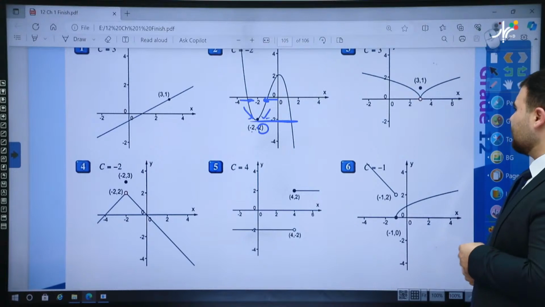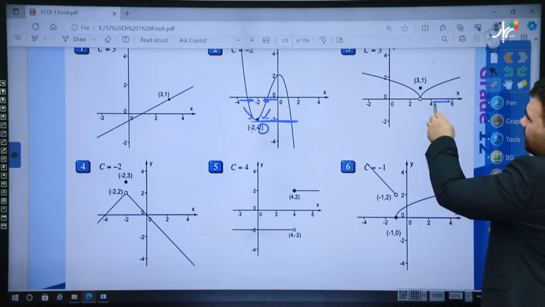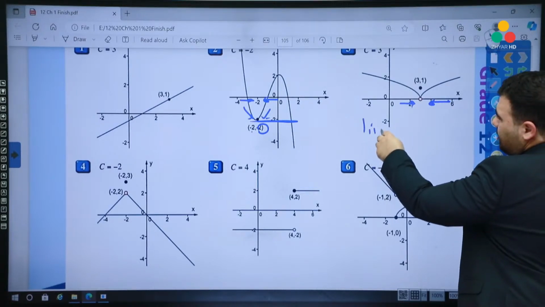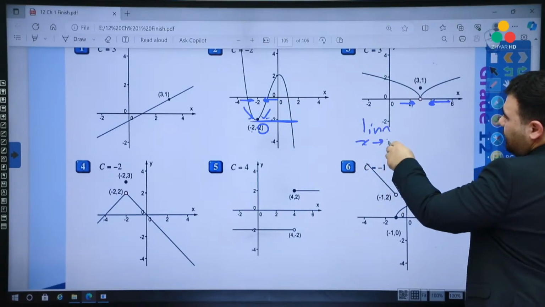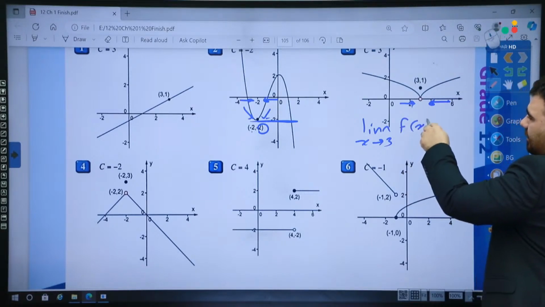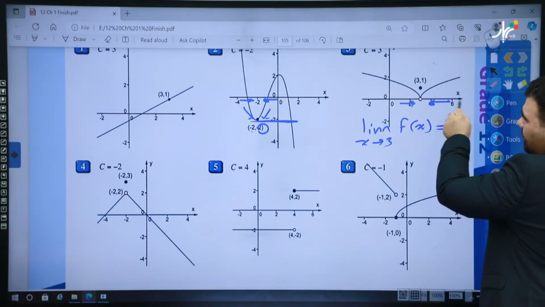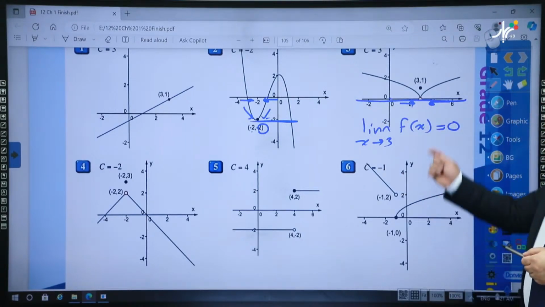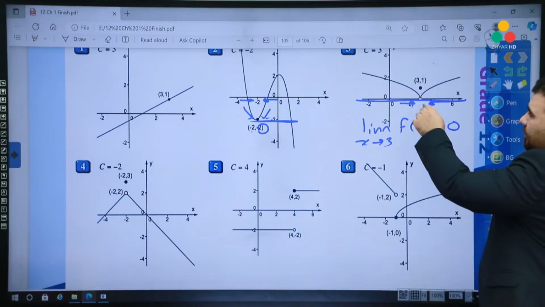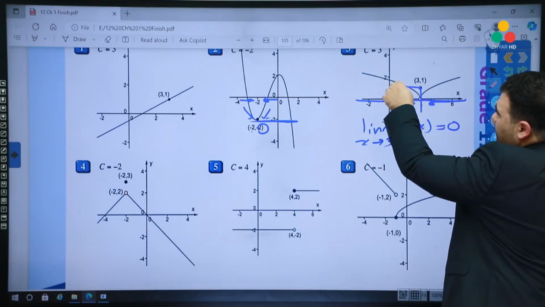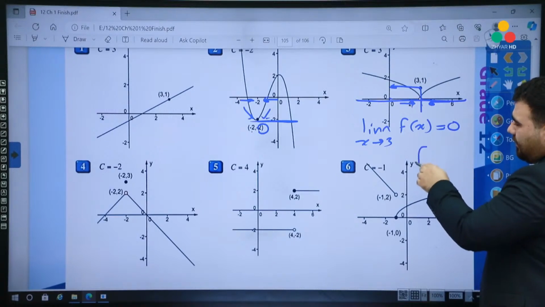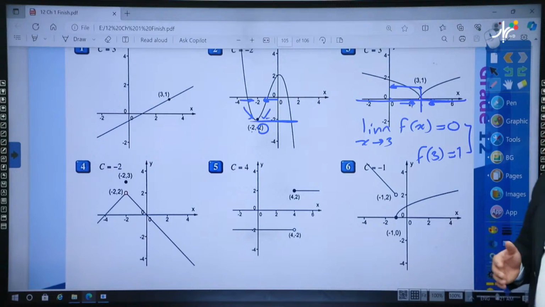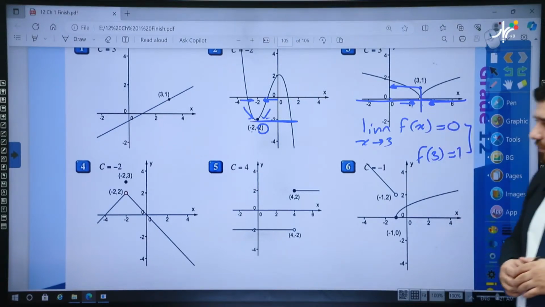Here, it's not continuous. If I get close to 3, the limit is equal to 0. Limit x tends to 3 for this function, the result is 0. Why 0? Because it's on the x-axis, and on the x-axis the result is 0. Result means y. The limit is 0, but the value of the function when x is 3 is 1. F of 3 is equal to 1. Since limit and f are not equal, then this function is not continuous.